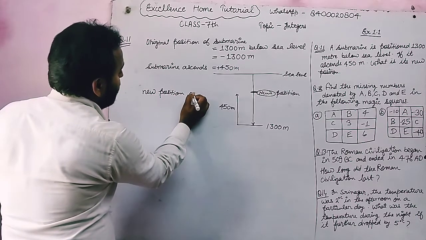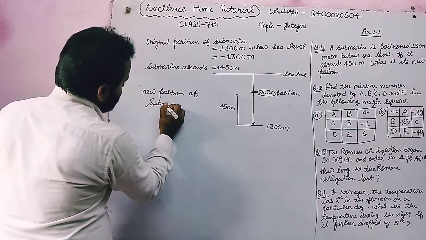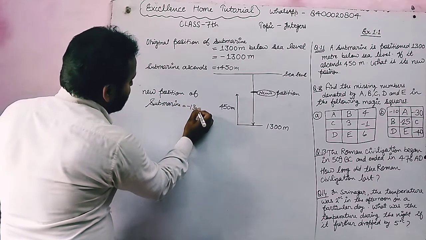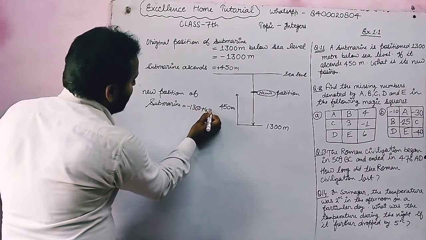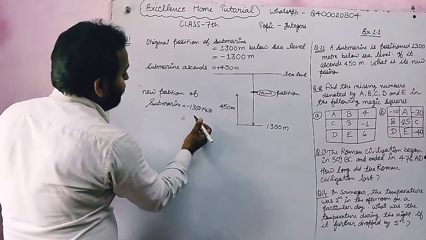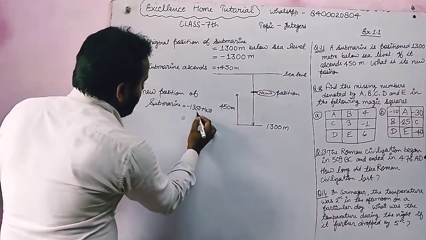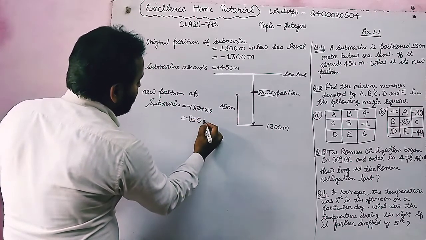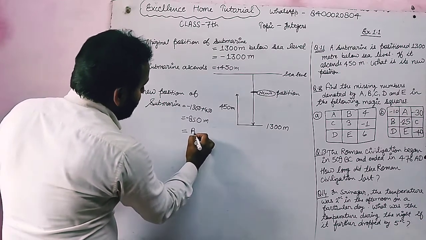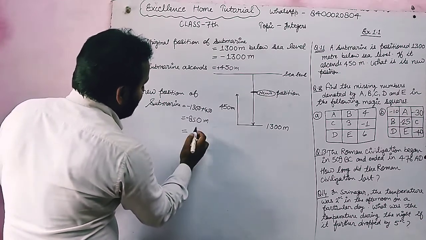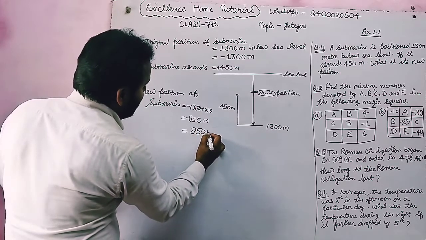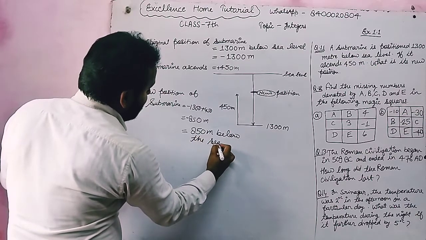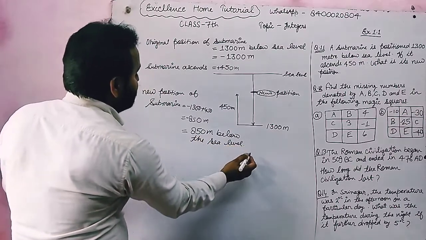New position of submarine is equal to minus 1300 plus 450, that is, we have to subtract: 0, 5, that is 12, and 850. Minus 850 meter, that is 850 meter below the sea level. That is the answer.